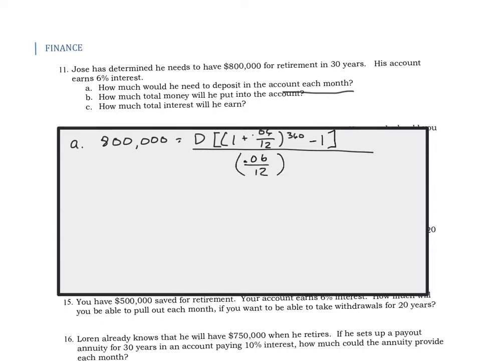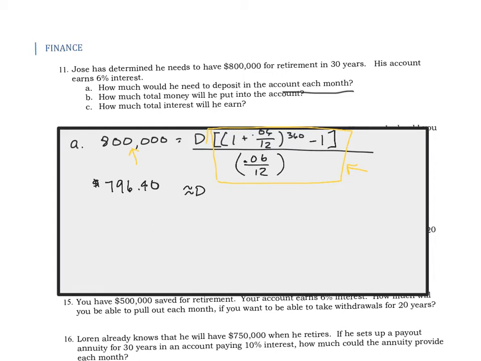Okay? So as usual, we will figure this amount out first. Then you can either store it in a variable, or you can just take that $800,000 and divide by your answer here. Okay? So either way, we get our regular monthly deposits should be $796.40.